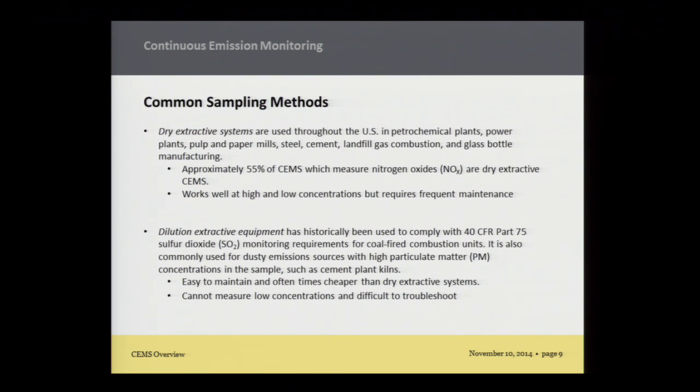So again, not a lot of time here because we've talked about them. The dry extractive systems are used throughout petrochemical plants, power plants, pulp and paper mills, pretty much all of industry. If you're required to have a CEMS, approximately 55% of CEMS measure NOx with a dry extractive method. It works well at high and low concentrations, but does require frequent maintenance.